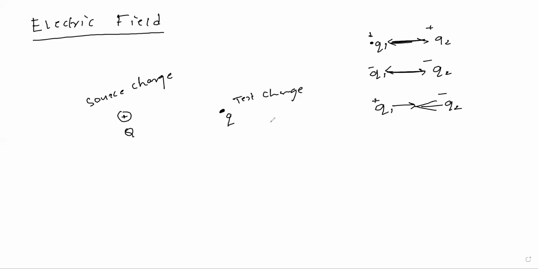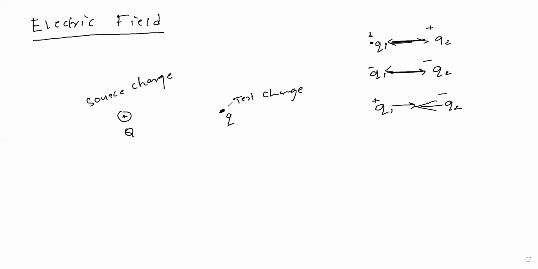Similarly, when we bring one more point charge close to it, this charge which does not produce any electric field is called the test charge. This test charge is very small and it is not able to produce a field on its own, because it has a small magnitude.